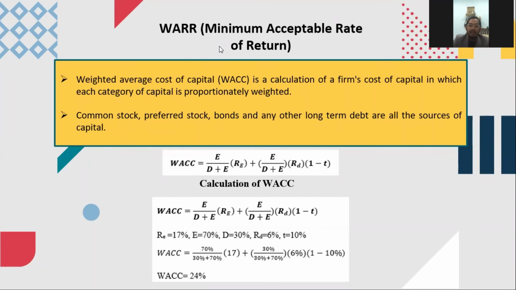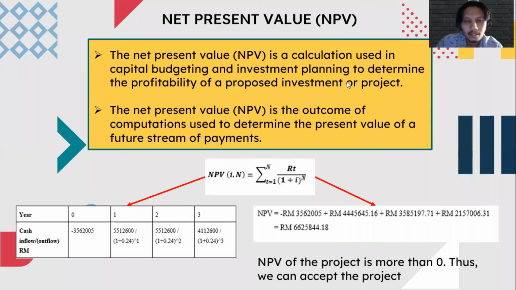For the minimum acceptable rate of return, we calculate with WACC, the weighted average cost of capital, a calculation of a firm's cost of capital in which each category of capital is proportionally weighted. For the WACC calculation, we got 24%. Next is net present value, NPV. The net present value is a calculation used in capital budgeting and investment planning to determine the profitability of a proposed investment of our project. As we calculated, the NPV of the project is more than 0, thus we can accept the project.